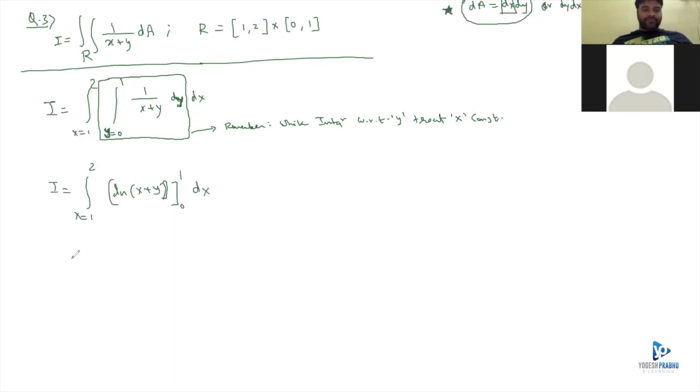I equals integral x equals 1 to 2. Put upper limit and lower limit. ln x plus 1. Please remember these are the limits of y. Minus ln x plus 0. Now we have to integrate this, right?